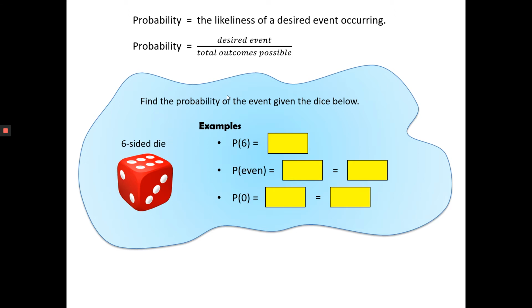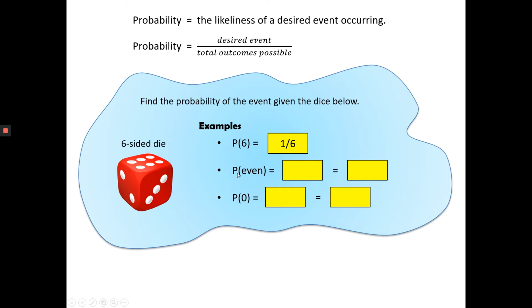All right, so find the probability of the event given the dice below. So just a regular six-sided die, which means it has the numbers 1 through 6 on it. So what's the probability of it landing on a 6? Well, if we take a look here, out of 1, 2, 3, 4, 5, or 6, it's only 1 out of all of those possibilities. So the probability of getting a 6 is 1 out of 6.